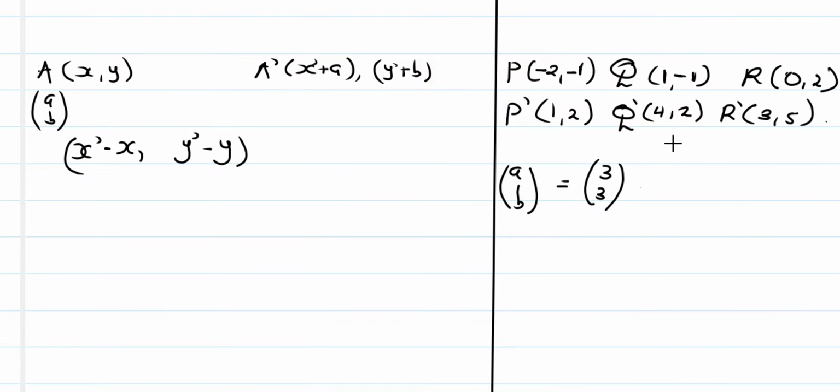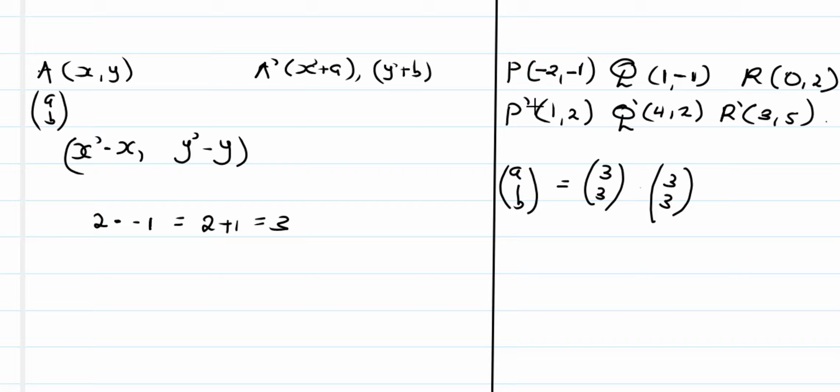So can we try with Q? Q translated is 4 and 2, and the original Q is 1 and -1. The first one becomes 4 minus 1, which is 3. The second one is 2 minus negative 1, which is 2 plus 1, because a negative times a negative is positive, so that is 3. So Q gives us still the same translation vector.